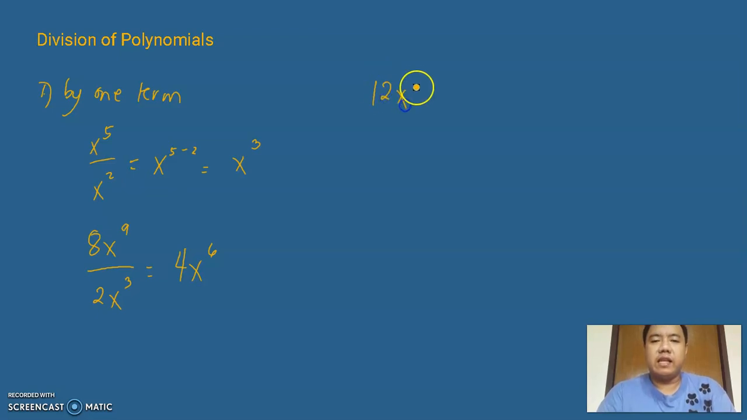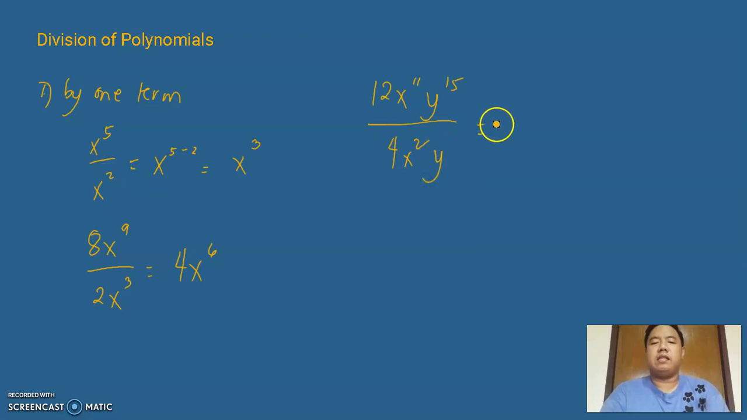Okay. Another one, if we have here 12 x raised to 11 y raised to 15 all over 4 x raised to 2 y. Okay, so again, let's just divide 12 by 4. So that is 3. And then the x will have an exponent of 9. Very good. And how about y? We'll have the exponent of 14 because it will be 15 minus 1. So that is 14. Very good.